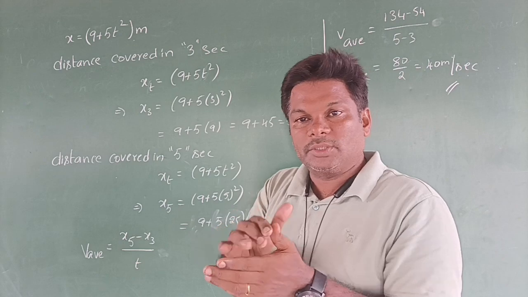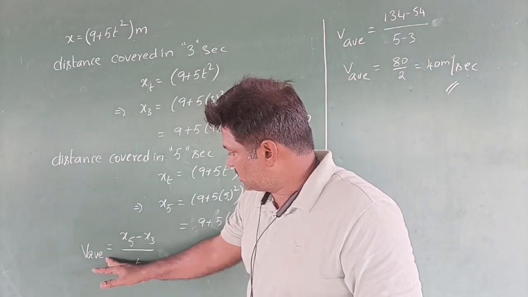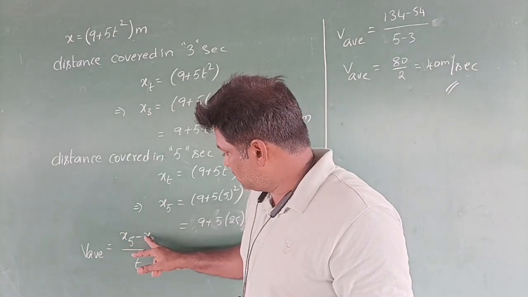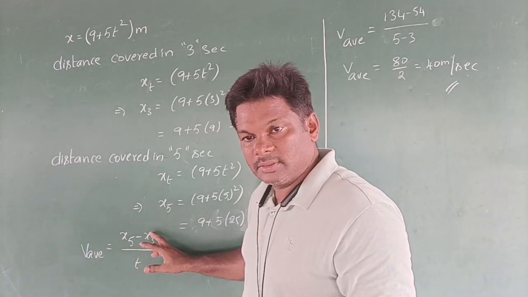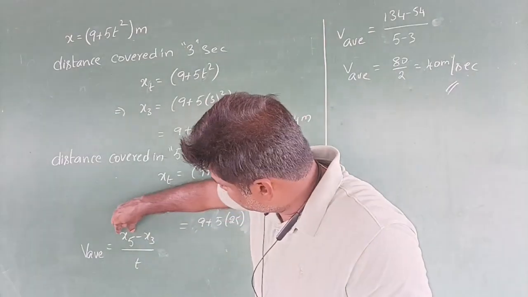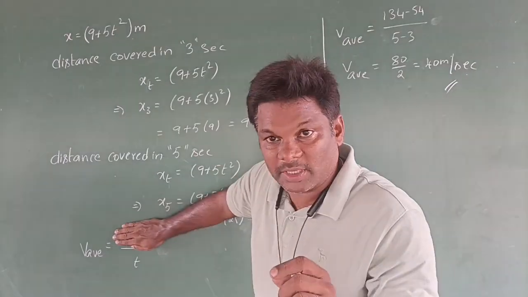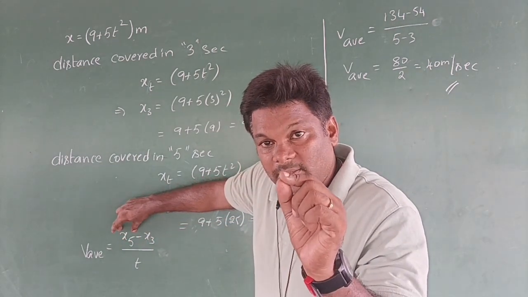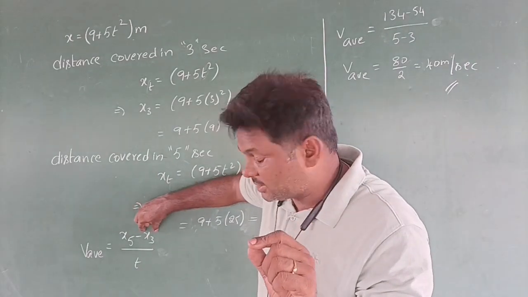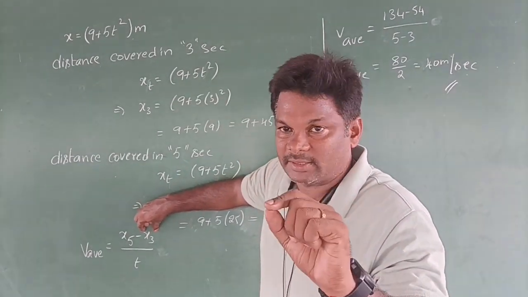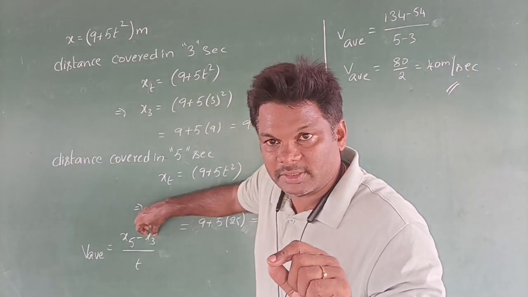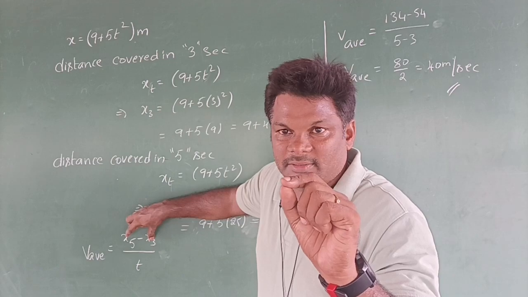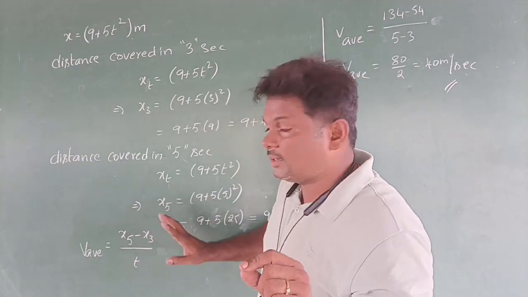First of all, you need to know the formula for that. V average is equal to the distance covered in 5 seconds minus the distance covered in 3 seconds, divided by time. Look, distance minus distance, you will get a distance only. x5 is the distance covered in 5 seconds. x3 is the distance covered in 3 seconds. Do the subtraction between these two distances and you will get the net distance during 2 seconds, that means between 3 seconds and 5 seconds.